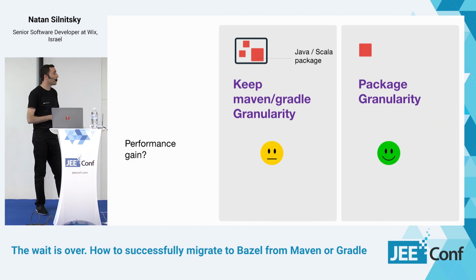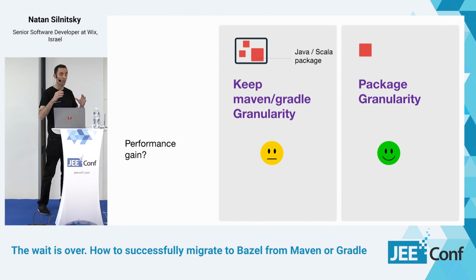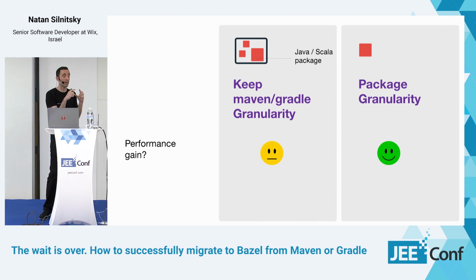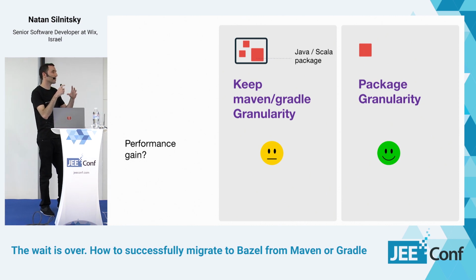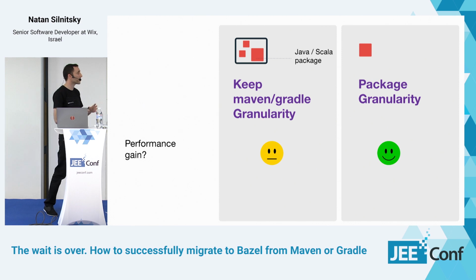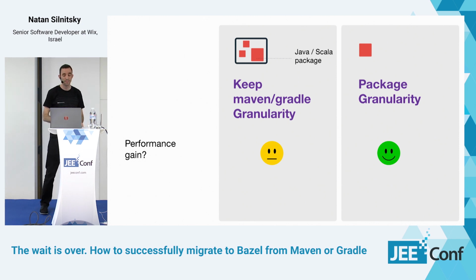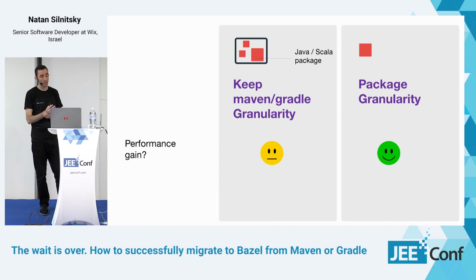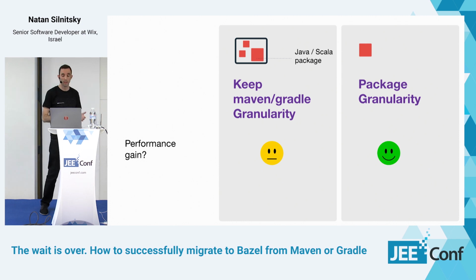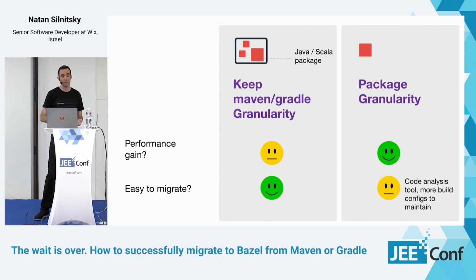So what about performance gains? With the coarse granularity, you have bigger targets to execute. That means you have a lesser degree of parallelism, right? Because less stuff can run in parallel. And also, any change you make will affect a larger part of your dependency graph. So definitely switching to package granularity will improve your performance.